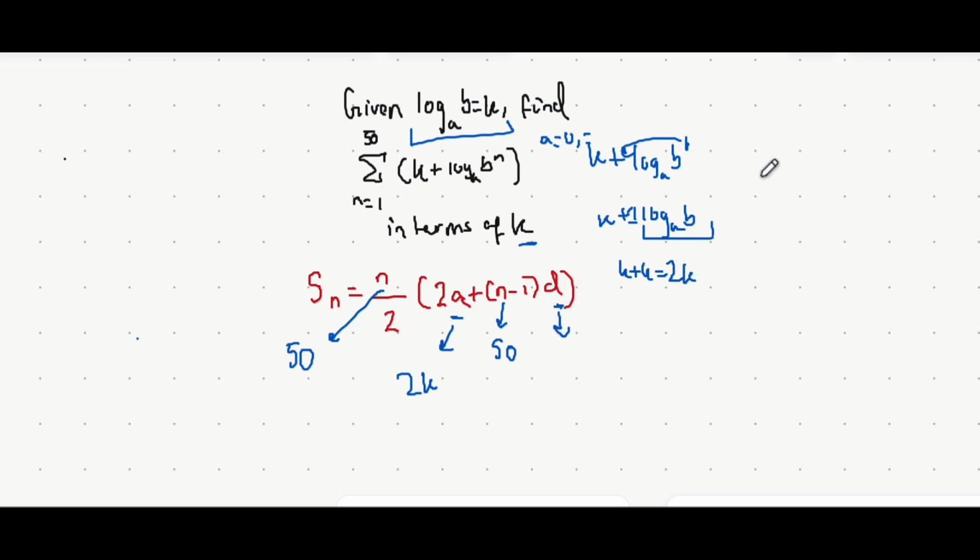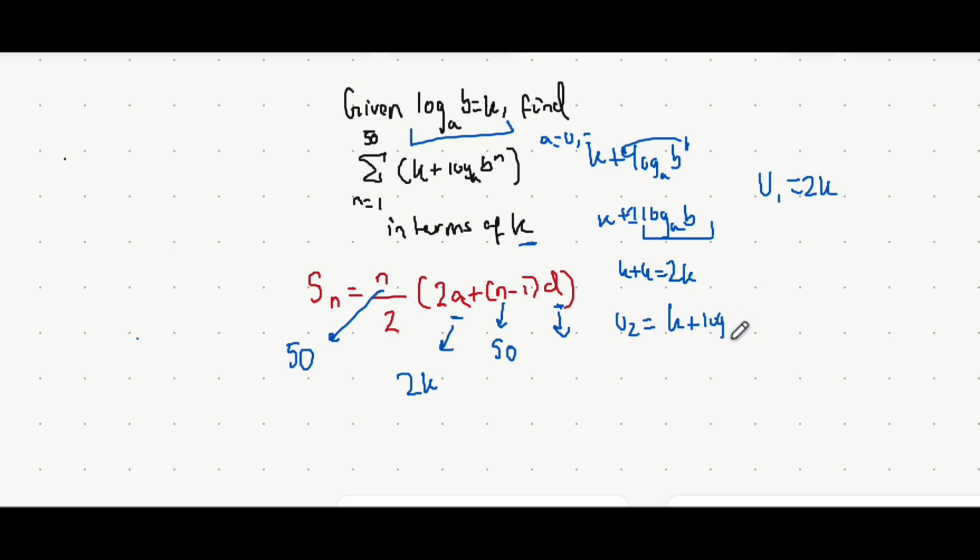We found that the first term is 2k. If we find the second term, we can then find the difference between the first and second term because it's an arithmetic series, and then we can say that's our common difference because the difference is the same between the first and second term as it is for each other consecutive term. So for the second term, you replace the power n with 2. So we have k plus log base a of b to the power of 2.